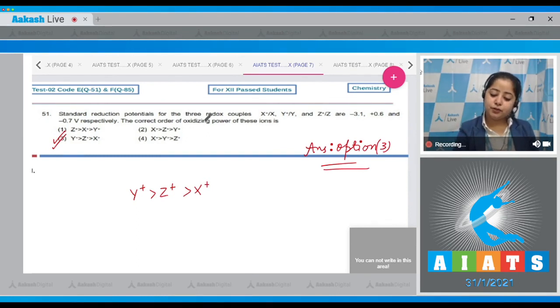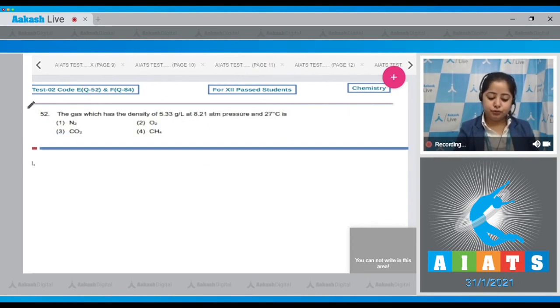Moving to the next question, students, which is question number 52. Let's read it. The gas which has the density of 5.33 gram per liter at 8.21 atm pressure and 27 degrees Celsius is. Students, for this question, first of all, we have to calculate the molar mass of the gas which has such density at a particular temperature and pressure condition. After that, we'll be able to identify the gas.